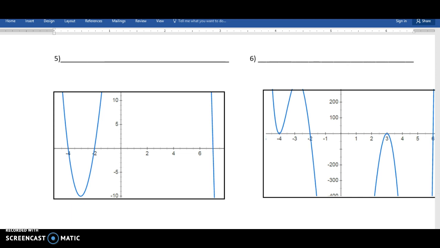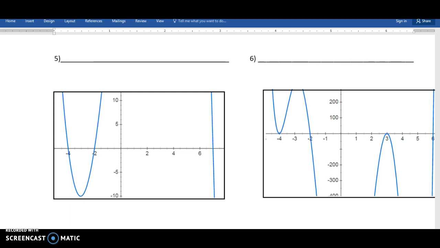Y equals... how many x-intercepts do we have? A mini. One's hiding. There's 4. You see the 6? It's way over there on the side. There's 4 x-intercepts, so we need 4 factors.